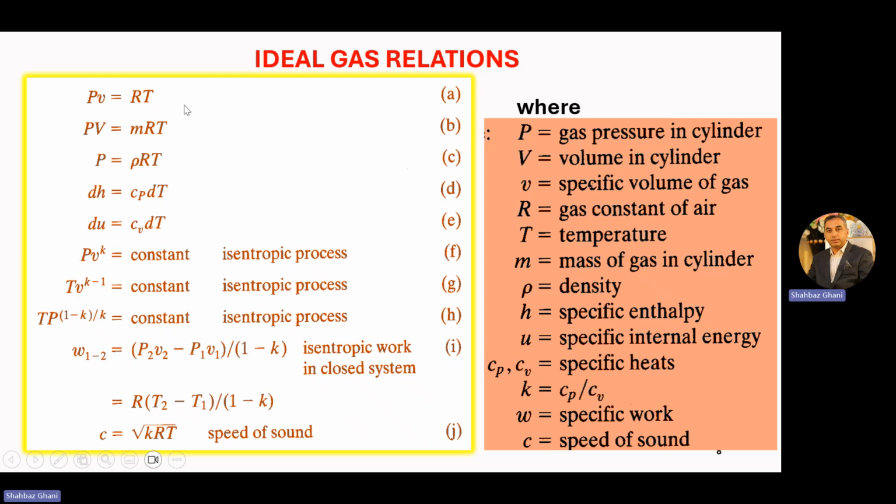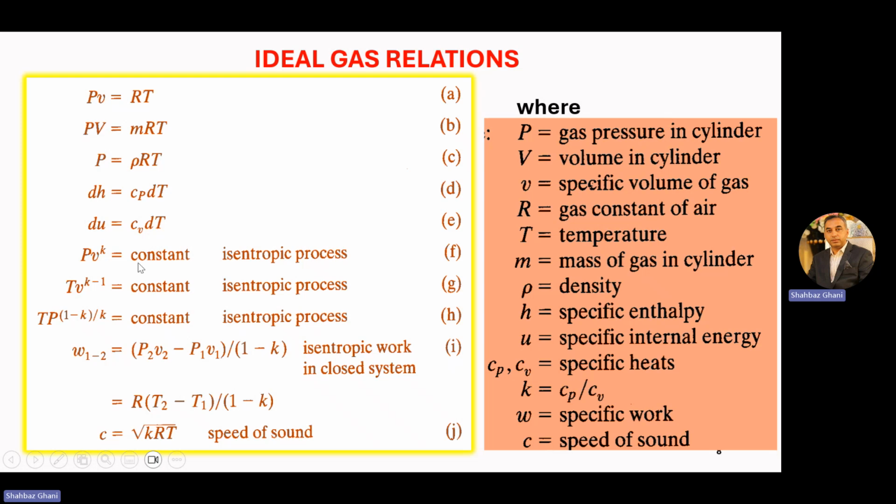Small w is specific work. c is the speed of sound. Now see the ideal gas relationships. P times small v is equal to RT, where P is pressure, v is specific volume, R is the gas constant, and T is temperature. Here capital V is the volume and m is the mass of the gas in the cylinder. So we can write P is equal to rho RT, or another equation in terms of enthalpy. The differential of enthalpy is equal to specific heat at constant pressure times the differential of temperature.